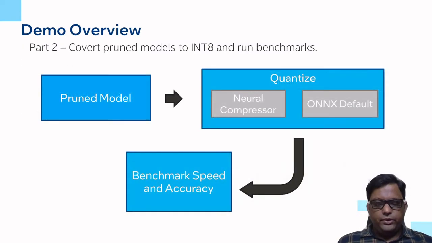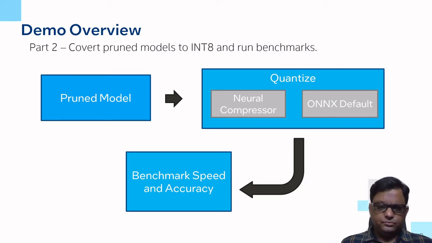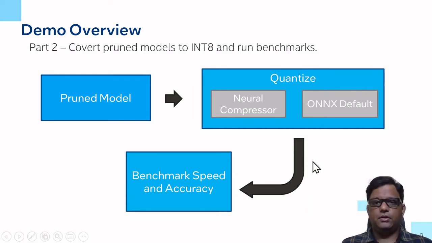So this takes us next to the second part of the demo. In part 2, we're going to take the pruned model and quantize it using two different techniques. One using Intel neural compressor, and the other using the default configurations available through ONNX. We're going to take both of these models and see how good or bad they are in terms of speed and accuracy. So let's go to the code now.